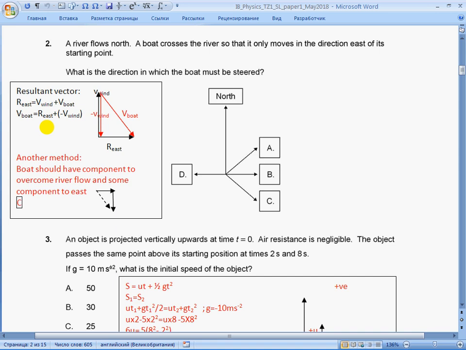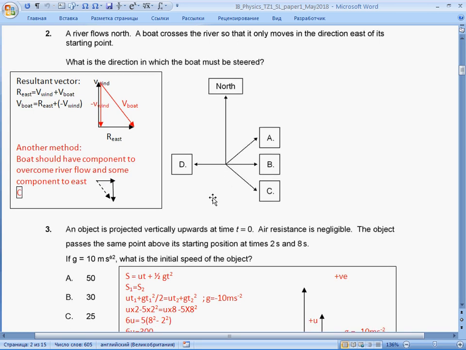So we take the resultant motion to the east, and instead of subtracting, we add the negative wind. The negative wind is down, so negative wind plus east gives us the direction of the boat, so it is C. Another, easier method: if we want to move to the east, we should overcome the north flow, so one component should be to the south and another component should be to the east. So we get C.